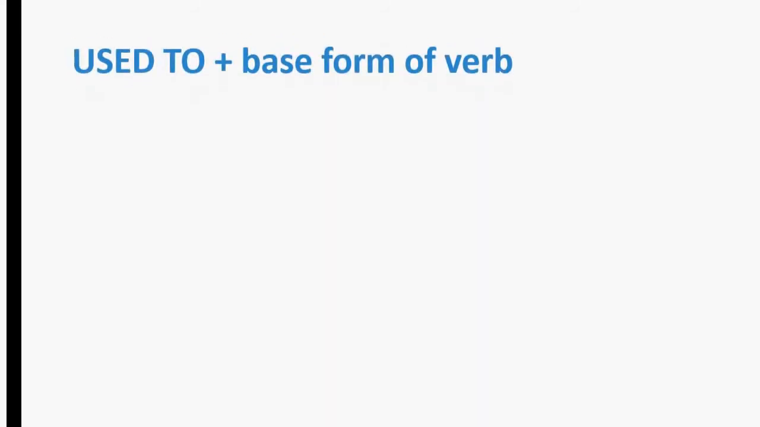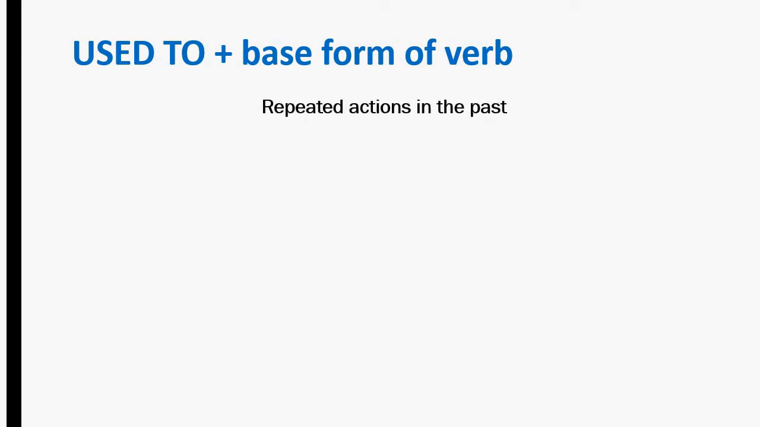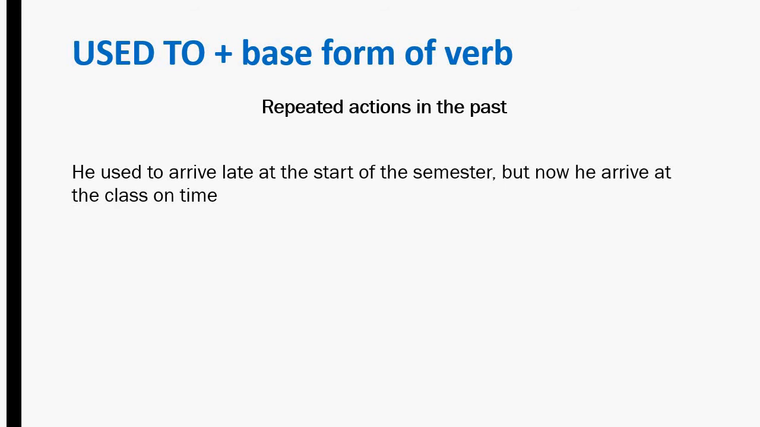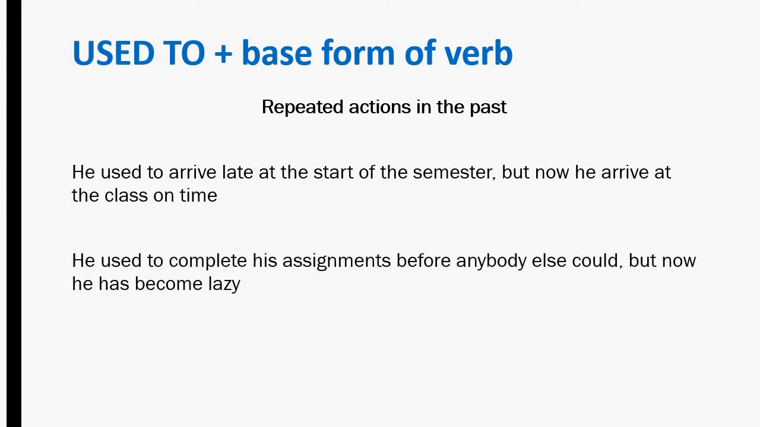The third use of this form is repeated actions that were in the past. For example, he used to arrive late at the start of the semester, but now he arrives at the class on time. He used to complete his assignments before anybody else could, but now he has become lazy. John used to go out with his friends every weekend. So all these were repeated actions in the past.